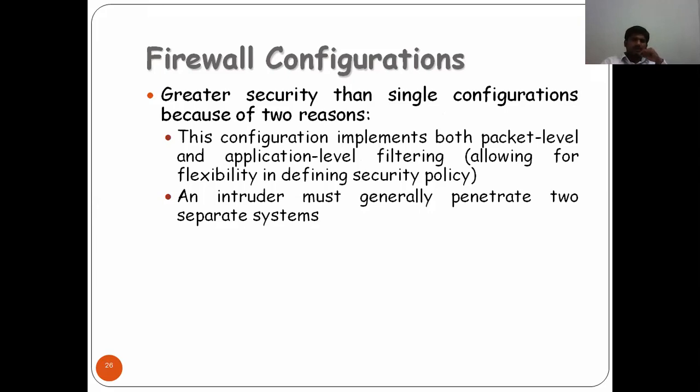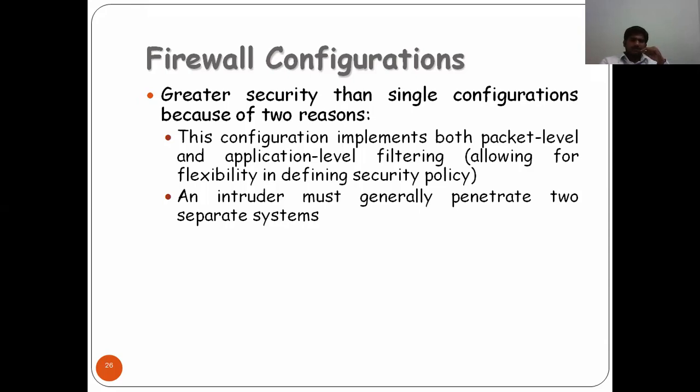This gives greater security than a single configuration because of two reasons. First, this configuration implements both packet level and application level filtering, allowing flexibility in defining the security policy. We have four types, so packet level, application level, and circuit level also. In this configuration we can do both packet level and application level.